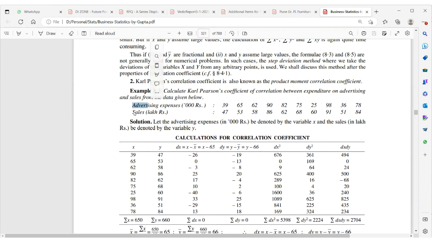Fine. So this is advertisement and sales. What this means is, if we increase the advertisement expenses, then obviously sales increase. That means one series is increasing, second series is also increasing, right? So if advertising expenses increase, then obviously sales increase, right?